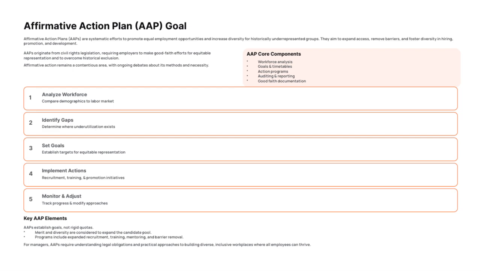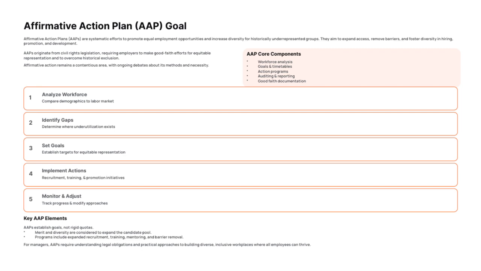Programs under AAPs often include activities like expanded recruitment efforts, training programs, mentoring initiatives, and removing barriers that might prevent certain groups from advancing. Let's look at the key elements of an AAP. First, we need to track our progress and be ready to modify our approaches as needed. Monitoring and adjusting are ongoing processes to ensure we're moving in the right direction. Then, we implement specific actions, like recruitment, training, and promotion initiatives, to reach our goals. Next, we establish targets for equitable representation, setting clear goals to guide our efforts.